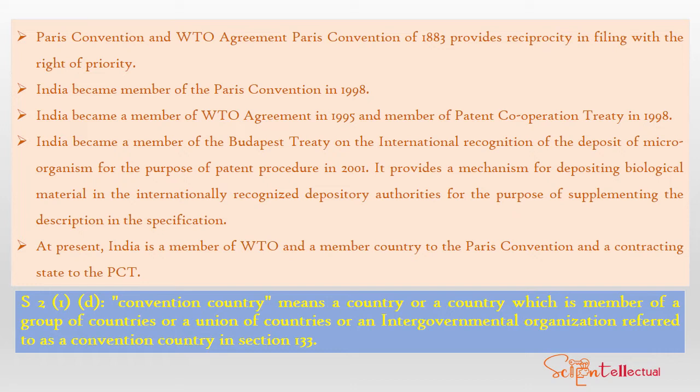Now, in this respect, we can mention section 2, subsection 1, clause d, where convention country is written as: it means a country or a country which is member of group of countries or union of countries or intergovernmental organization referred to as convention country in section 133. That is, section 133 and section 2(1)(d) are interrelated.